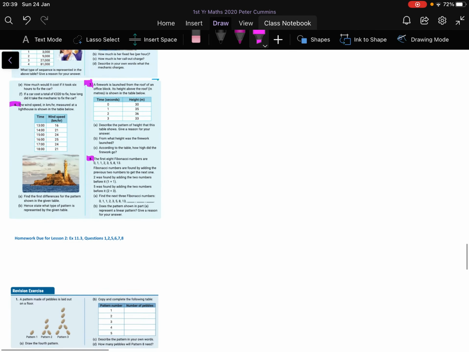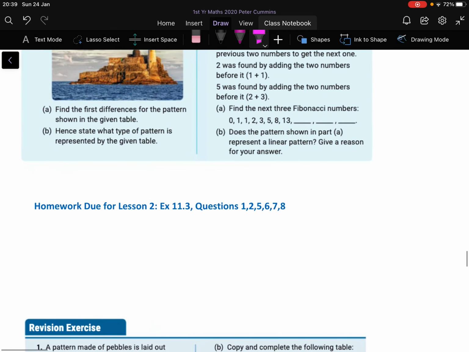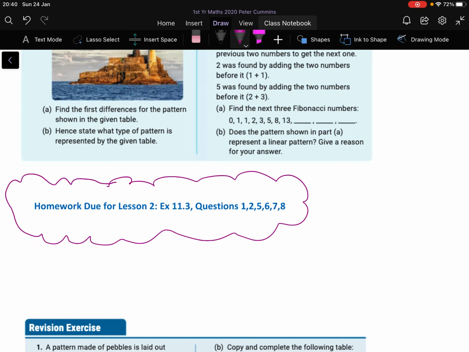It's exercise 11.3. I've put it down here. This is what is due. 11.3, question 1, 2, 5, 6, 7, and 8. And if you get those uploaded for me by the start of the next lesson.